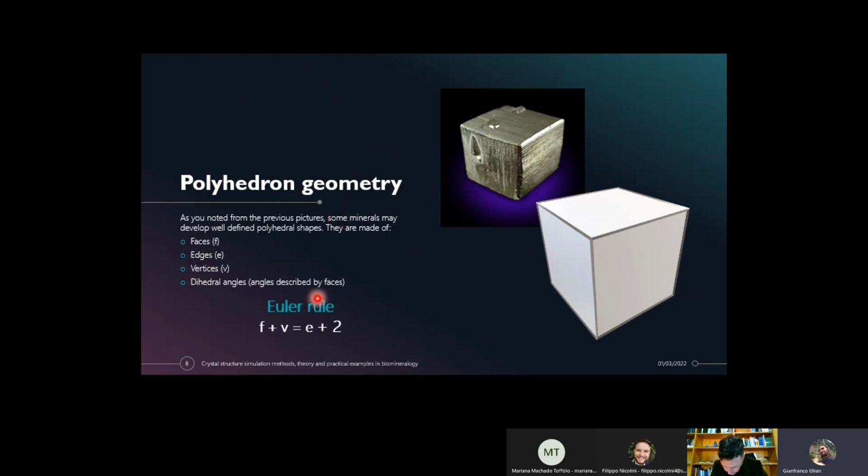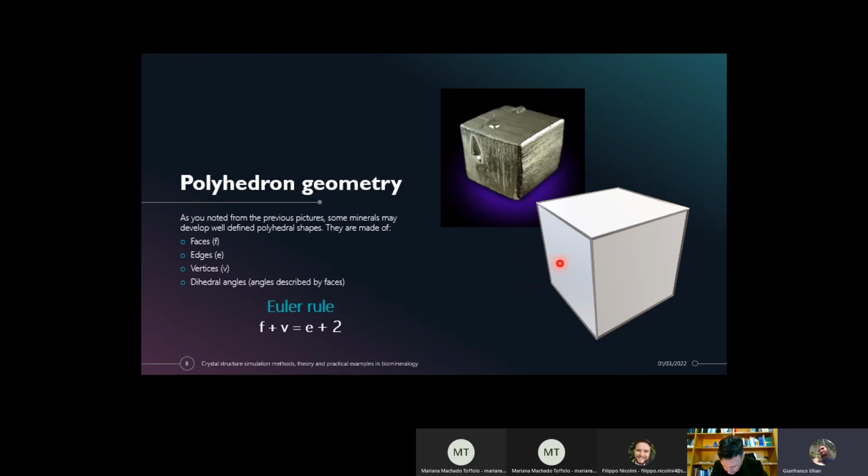There is this nice rule that is called the Euler Rule that states that the sum of the faces and vertices in a crystal is equal to the number of edges plus 2. You can do it by yourself considering a cubic crystal, cubic shape. We have 6 faces, 8 vertices, and the sum so is 14.